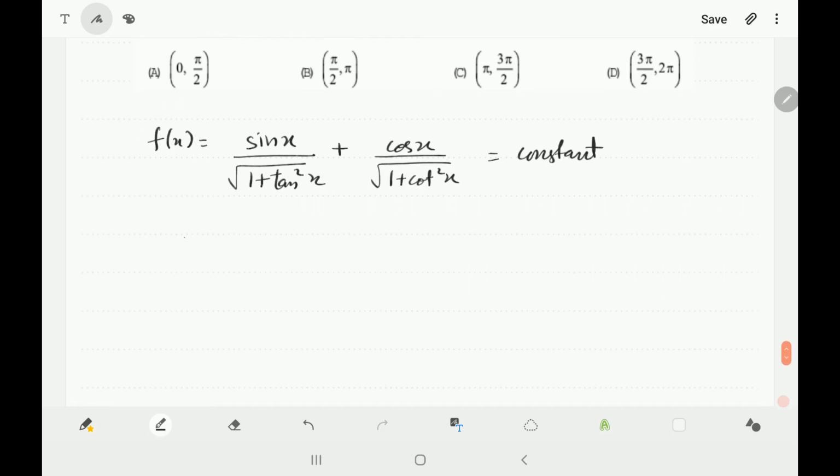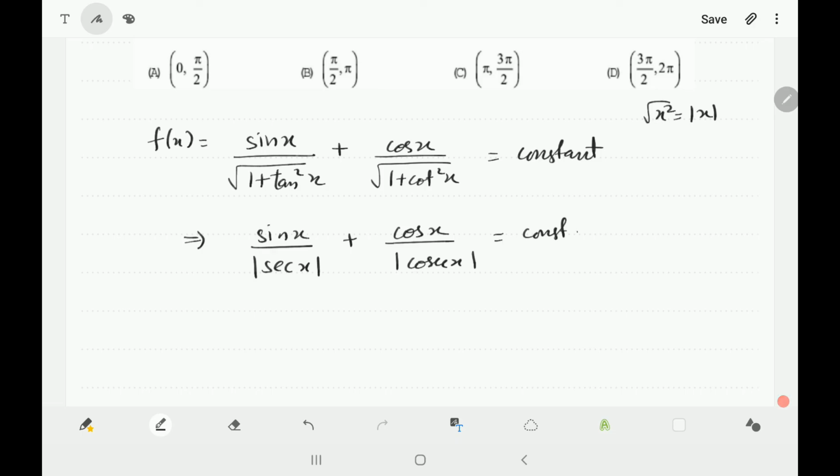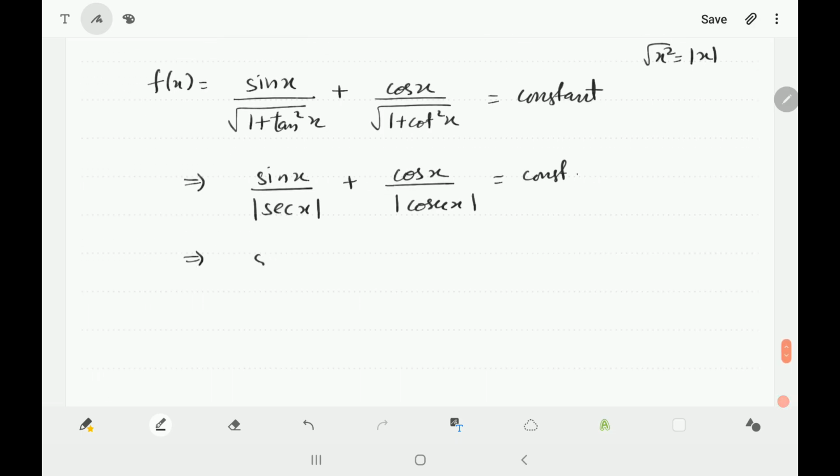Okay, so you already know that 1 plus tan square x is secant square x. So this term will open up in sin x divided by mod secant x. Is this clear? Because under root of secant square x will open up in mod secant x, because we already know the definition that under root of x square open up in mod x. Now 1 plus cot square x is cosecant square x, so this term will open up in mod cosecant x. We have to find out the interval in which this term will be constant. So can I write this term as sin x mod cos x, because secant x can be written as 1 by cos x, plus cos x mod sin x.